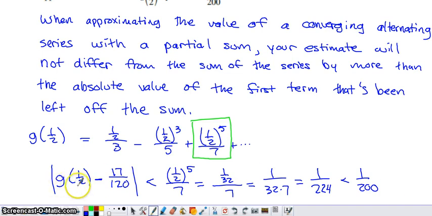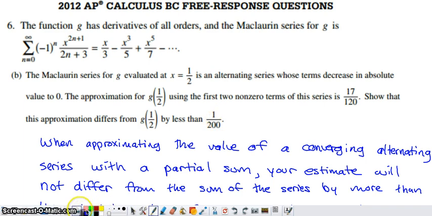So the difference between the actual value of g of 1/2 and 17 over 120 is going to be less than the value of this first piece that's been left off. And the value of that first piece that's been left off, if you simplify it, raise 1/2 to the 5th power, and then rather than divide by 7, multiply by the reciprocal, multiply those together, you get 1 over 224. 1 over 224 is smaller than 1/200th, so we do have a maximum possible error that is smaller than the value that they suggested of 1/200th.